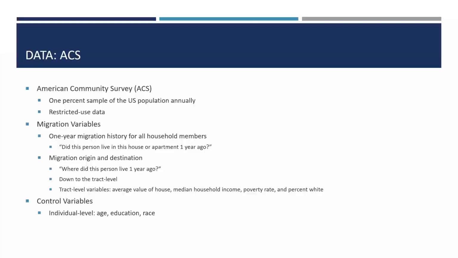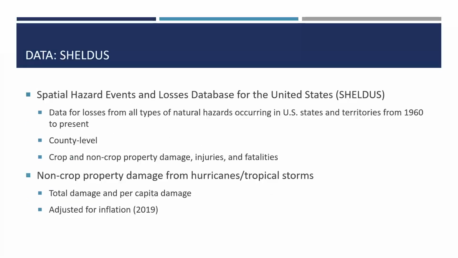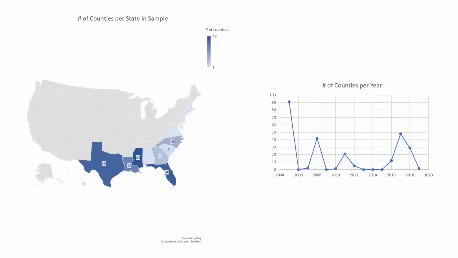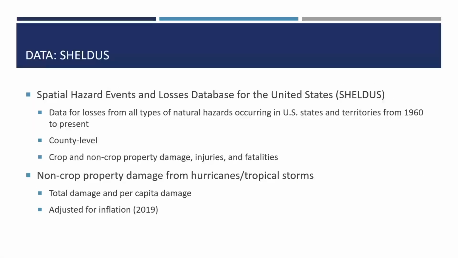The advantage though here is the size. So you're getting 3 million observations per year, which then, when you go to the county level, matters. This analysis is going to look at counties that experienced hurricane events between 2005 and 2019. I identify counties that experienced hurricanes from SHELDUS, the Spatial Hazard Events and Losses Database, which is an external data set that I merged in.